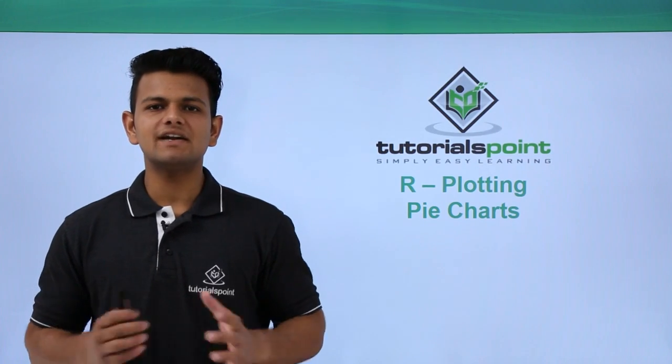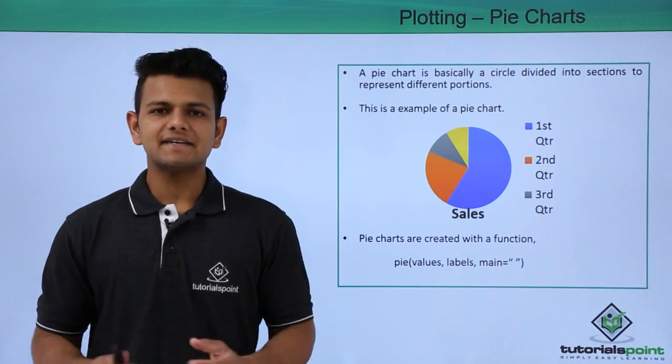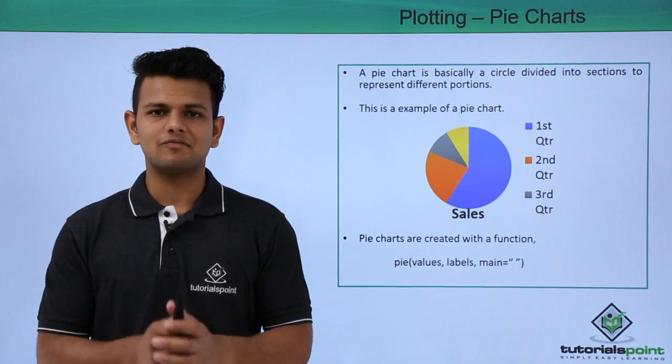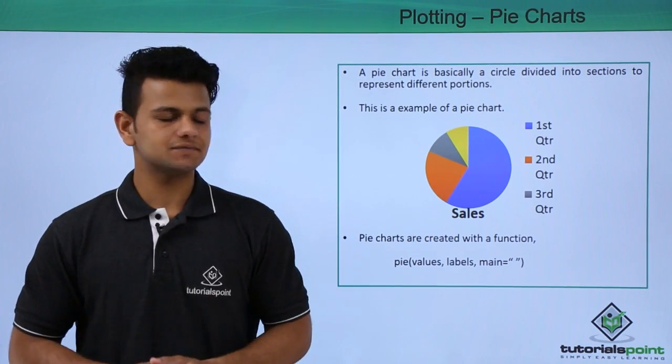In this video, we will learn about pie charts using R language. A pie chart is basically a circle that is divided into different portions to represent some values. In this example, we have divided the circle into four sections.